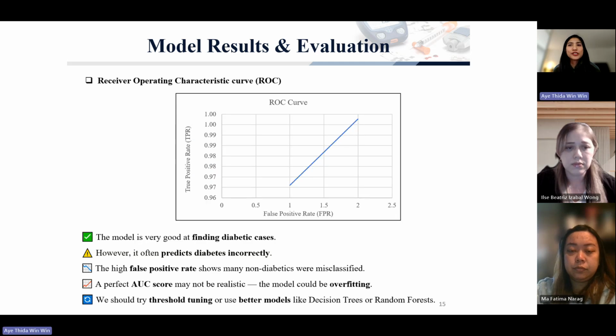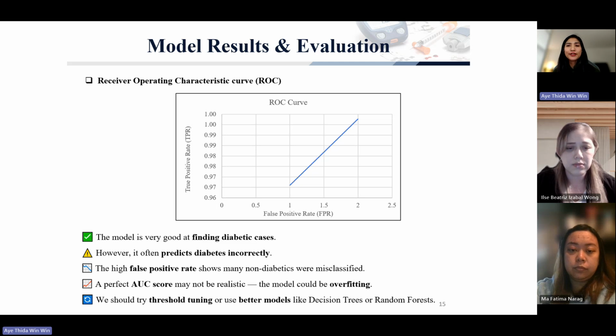So we use the ROC curve here to see how good the model is at separating diabetic from non-diabetic cases. It compares the true positive rate, how many real cases we caught, with the false positive rate, how many we wrongly predicted as diabetic. A perfect model would be up in the top left corner. The closer the curve to the top left, the better the model.